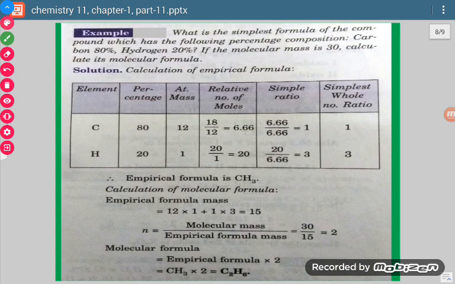Now let us take one more example in which we have to calculate the molecular formula. Now see what is given to us. What is the simplest formula of the compound which has the following percentage composition? Carbon is 80% and hydrogen is 20%. Molecular mass is given. For calculating small n, we have to use the formula molecular mass divided by empirical formula mass.